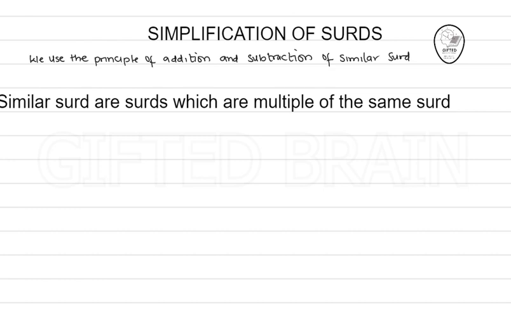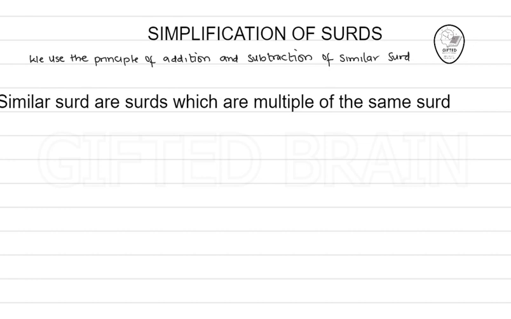Now, the basic idea we use for simplification of surds is the principle of addition and subtraction of similar surds. Actually, when we have similar surds, they can be added or subtracted. Now, what actually is a similar surd? Similar surds are surds which are multiples of the same surd.